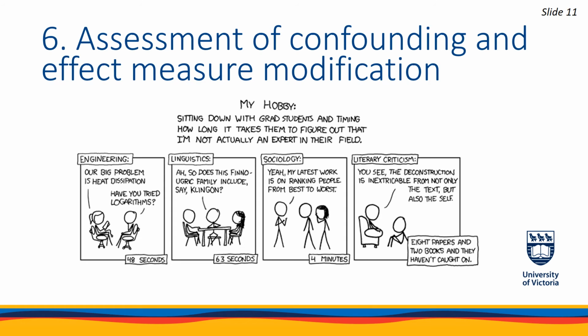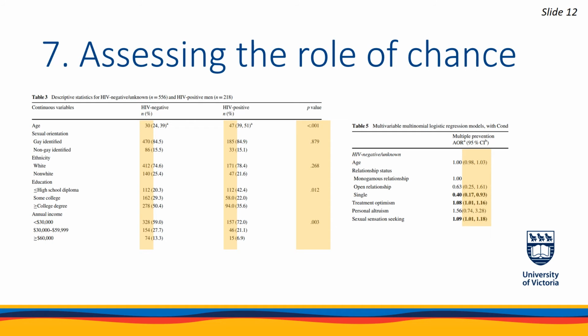In slide 12, you then have to assess the role of chance, which can be done in several ways. One way is to look at the p-values. If you have repeated analyses, you have something called family-wise error rate. And so if I test 100 different relationships, chances are that 5 of them are going to be significant just by chance.